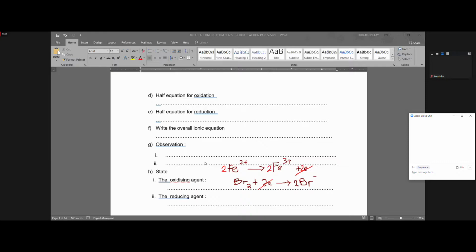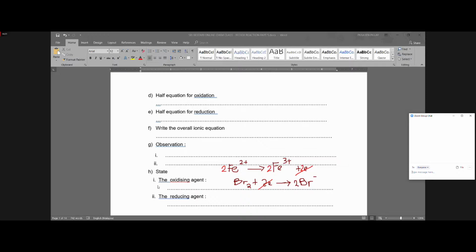Then what is the second observation? As you add the bromine water, you can see it immediately becomes colorless. So put down: bromine water is decolorized, or bromine water becomes colorless, or bromine water changes color from orange or brown to colorless. Decolorize also can, changes color also can.